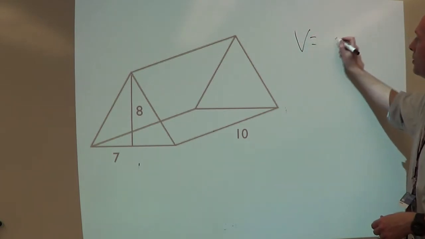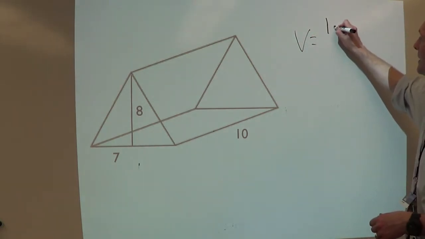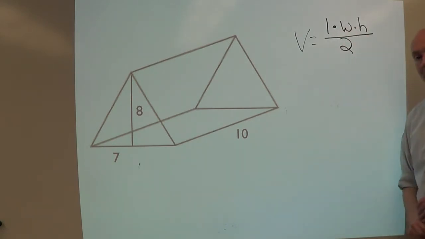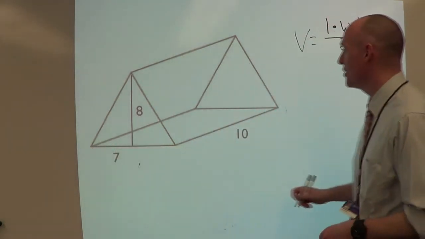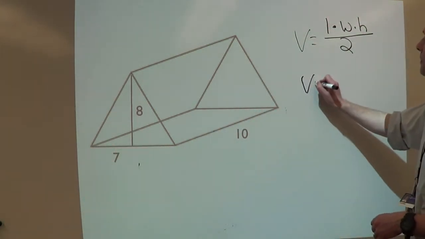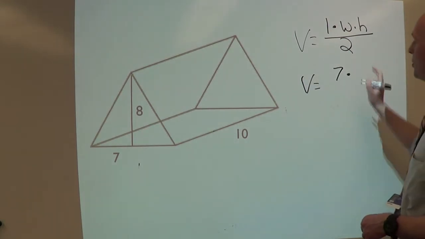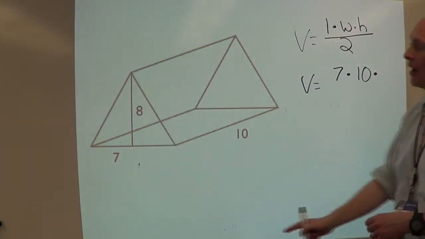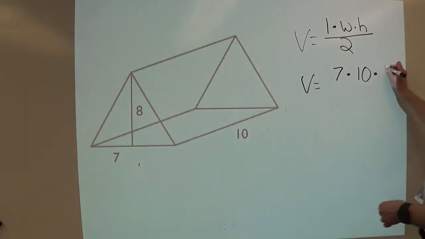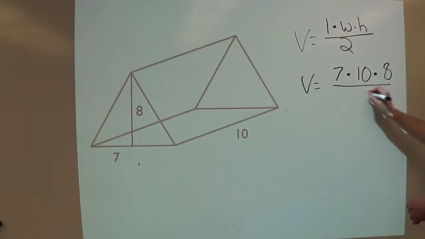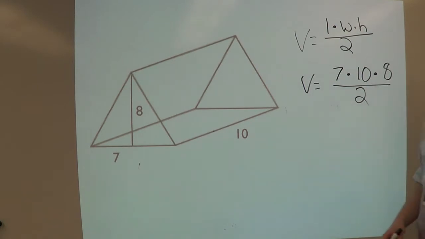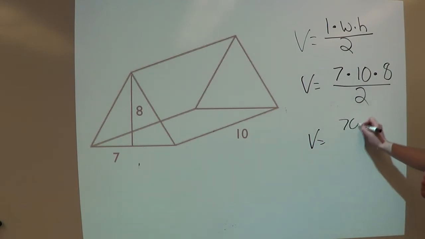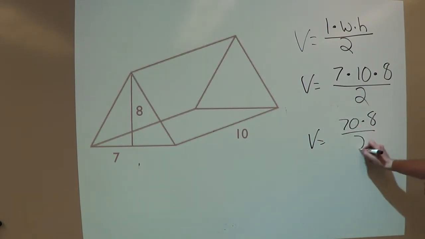So the volume equals length times width times height. We're going to divide that by 2. Let's look. Our length is 7. Volume equals 7 times our width is 10 times our height is 8. And we're going to divide that by 2. Okay, so let's do it step by step. Volume equals 7 times 10 is 70 times 8 divided by 2.